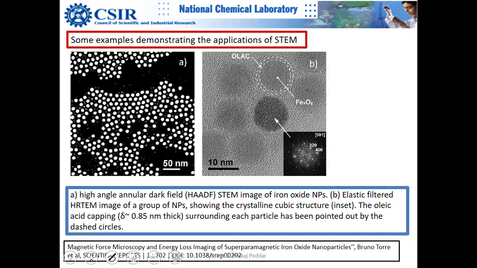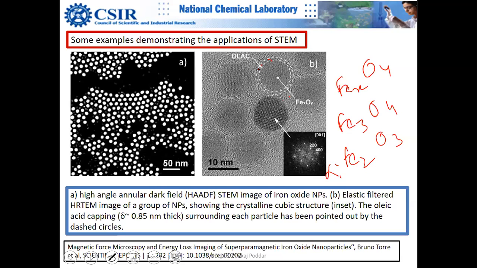So it is written as FexOy because we do not know whether it is Fe3O4 or Fe2O3, alpha or gamma, whatever phase it is. And these particles, an assembly of iron and oxygen atoms, are coated with a surfactant, which is oleic acid. You can see that here.